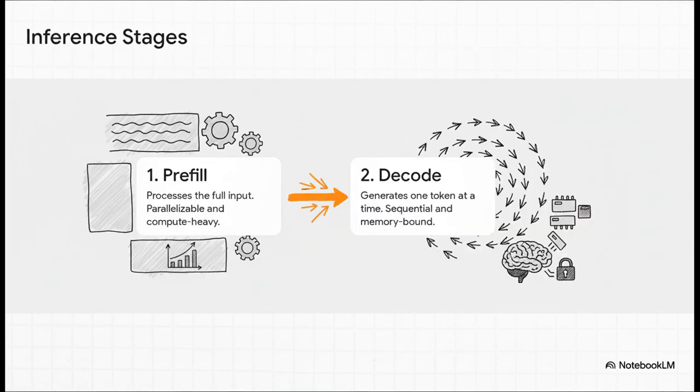And to really get why this is so critical, you have to know that inference isn't just one step. It actually happens in two distinct stages. First, you've got the prefill step. This is where the model just gobbles up your entire prompt all at once. It's heavy on compute, and it's parallelizable. But then comes the second step, the decode stage. This is where it generates your answer one token at a time. This part is heavy on memory, and it's sequential. So by optimizing the KV cache, you're directly attacking the bottleneck in that second, much slower stage.